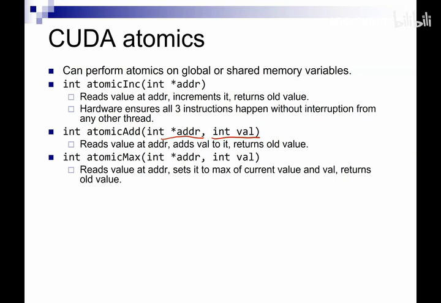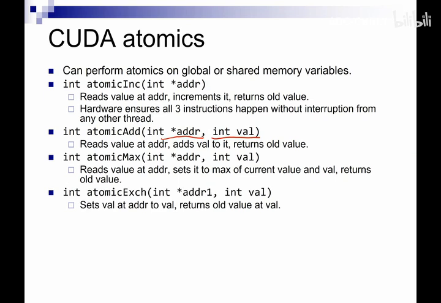You also have atomic max. So here again, you have an address and a value, and this atomic max is going to read the current value at address, and then it's going to set this value to the maximum of the current value and val. For example, if the current value is 3 and val is 5, then you're going to get back the value 3, the current value, and then the value becomes 5. But if the current value is 3 and your val is 2, then you just get back the current value 3, and the value doesn't change because 2 is less than 3.